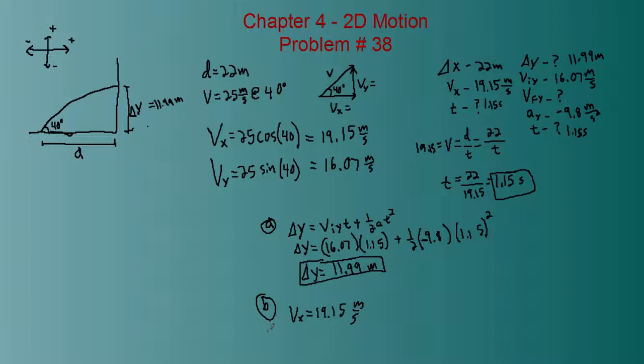In the y direction, though, part C, we'll need a little bit of kinematics because we have acceleration. So V final in the y direction equals V initial in the y direction plus AT. This equals 16.07, that's the initial y velocity, plus negative 9.8 times 1.15, and that equals 4.8 meters per second.